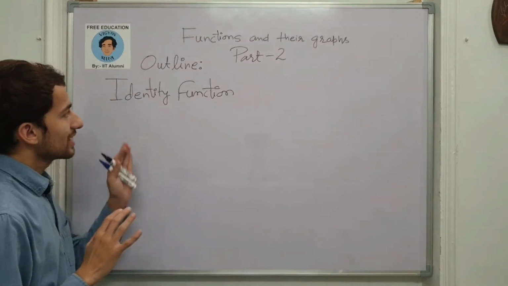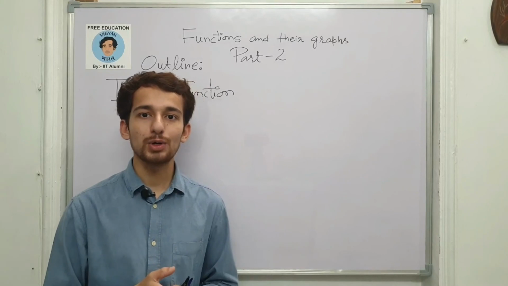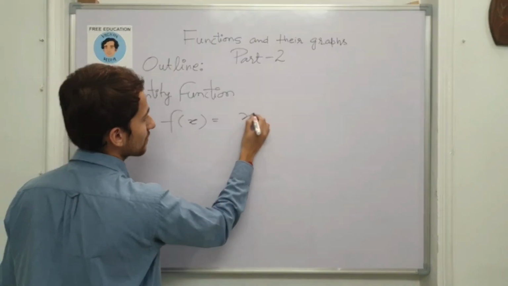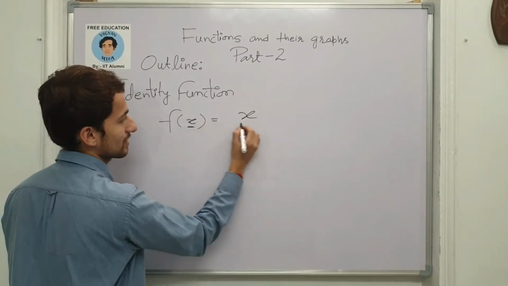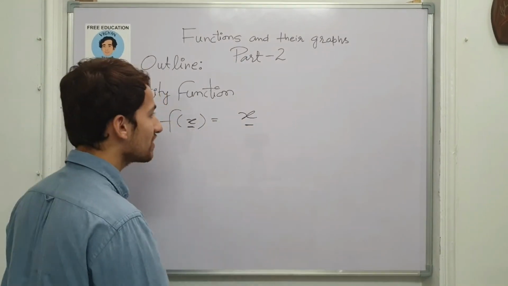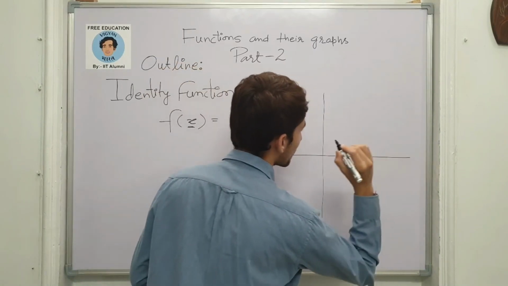So the first keyword of this function, identity, itself suggests how it will be defined. Whatever the input you give to this function, the output is also the same. That is why they are identical in the sense. So that's why this function is called identity function. It is very simple. Now let's try to plot its graph in order to get a good clarity.